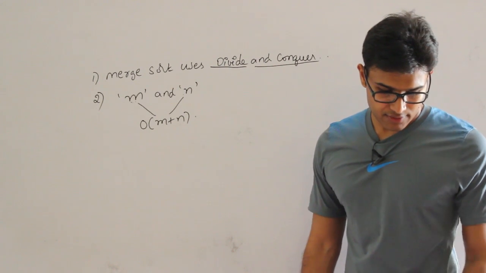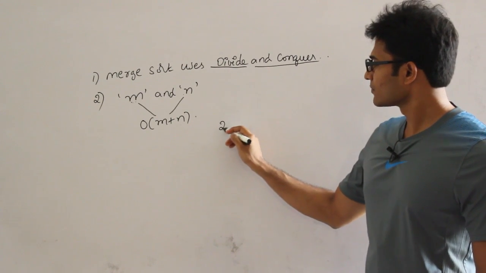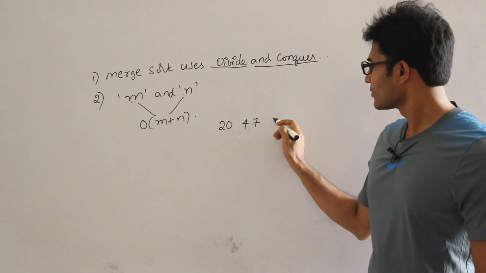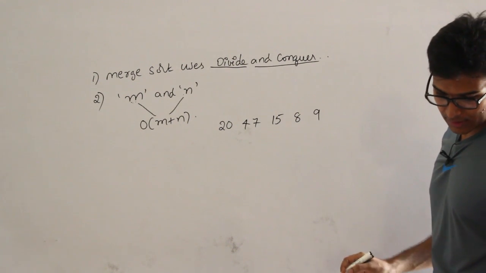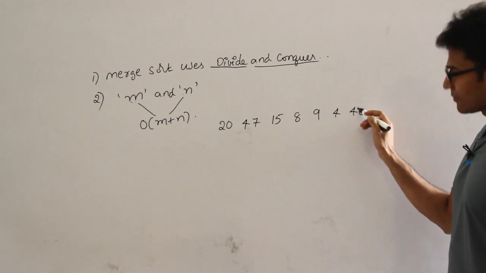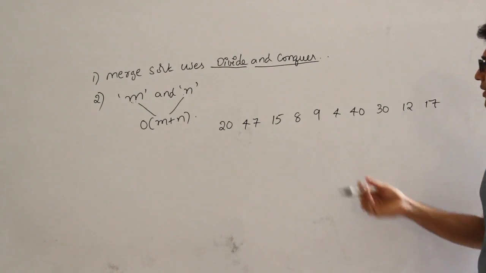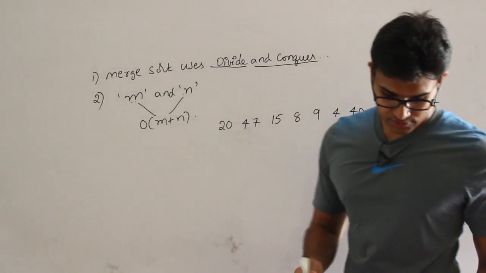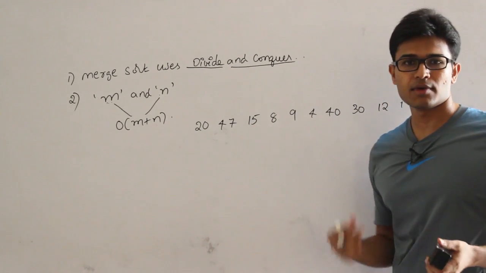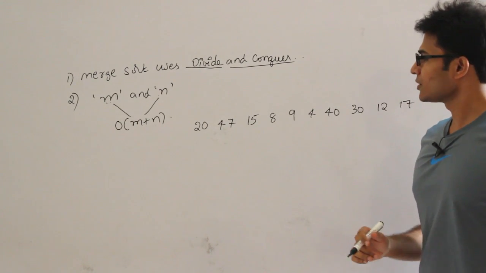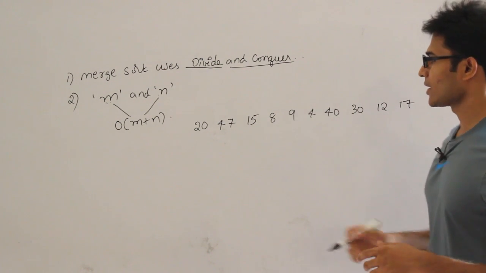The next one is an array like this: 20, 47, 15, 8, 9, 4, 40, 30, 12 and 17. They are saying that it is being sorted, and the algorithm is two-way merging, which means taking two lists at a time and merging them. They are applying two-way merging on this. Then they are asking what will be the order of the elements after the second pass. Second pass means second round.